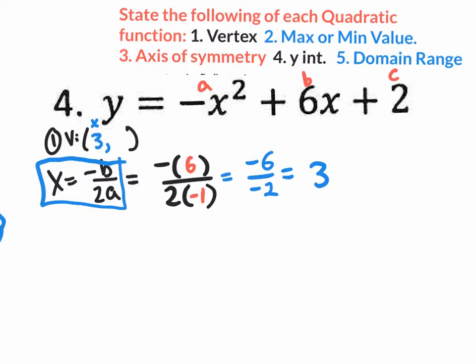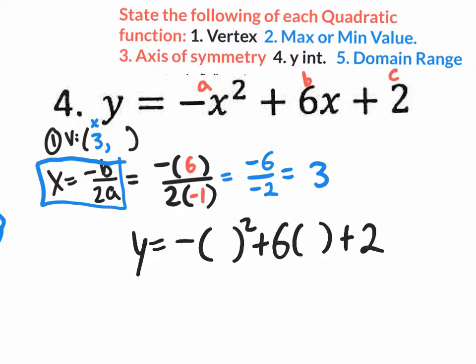Now, whenever you have the x value and you want the y value, what do you do? Plug it in, right? So what I'm going to do is rewrite this entire standard form quadratic function. I'm going to rewrite it, but instead of x's, I'm going to put parentheses. That way I could actually plug in my x value of 3, right? So let me rewrite it. It's going to be y equals negative x squared plus 6x plus 2. And of course, x really equaled 3. That's what we got from the formula. So let's plug in that value of 3 into each of those.